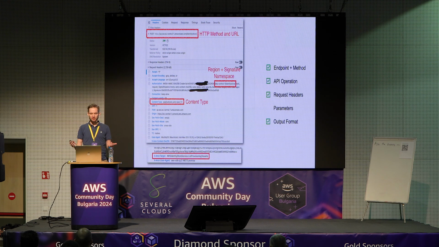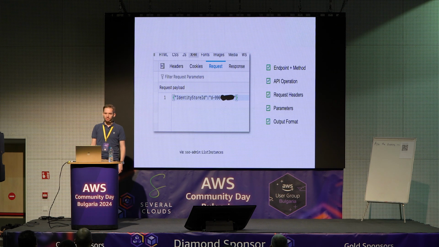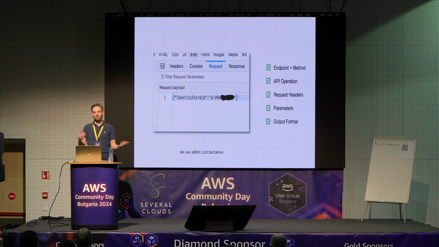So we have taken care of most of our list. What we still need are the parameters, and those are just in the request. This is basically the payload of the HTTP POST request. And we could already see from the content type header that this is going to be JSON data. In our case, it expects the identity store ID.